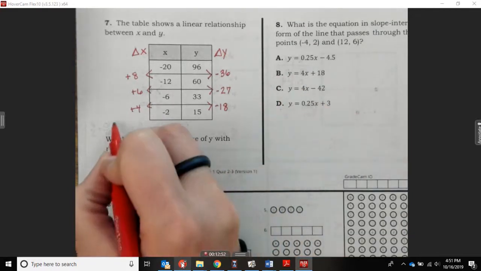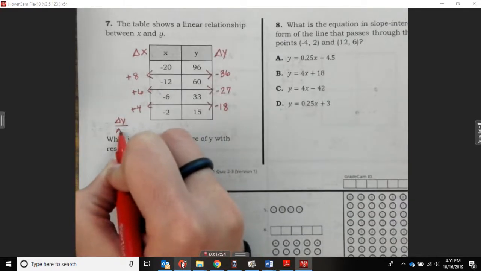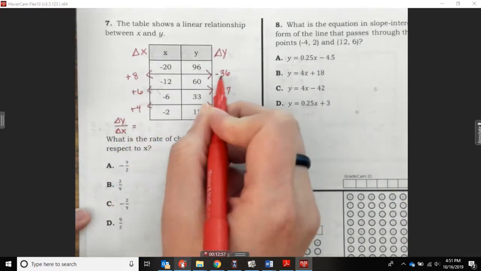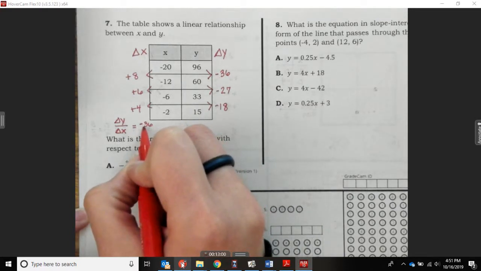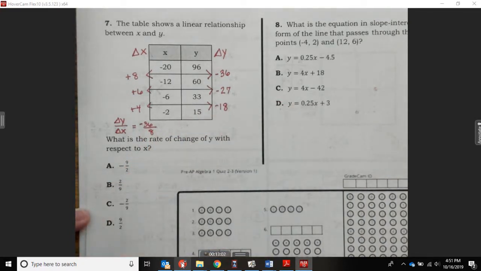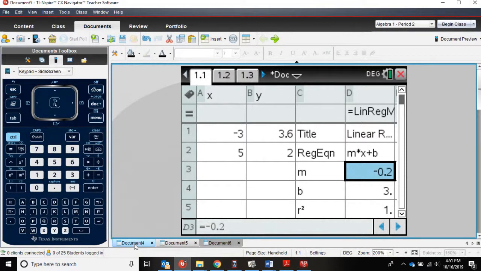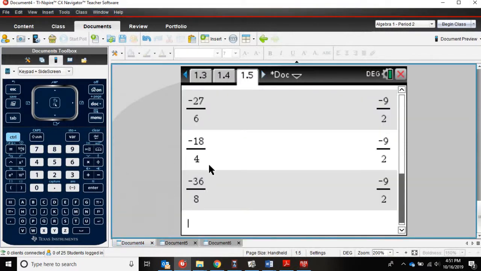And you put change in y over change in x. So that's -36 over 8. What does that equal? Well, I already typed them in. So -36 over 8 is -9 over 2, which means your answer was A.